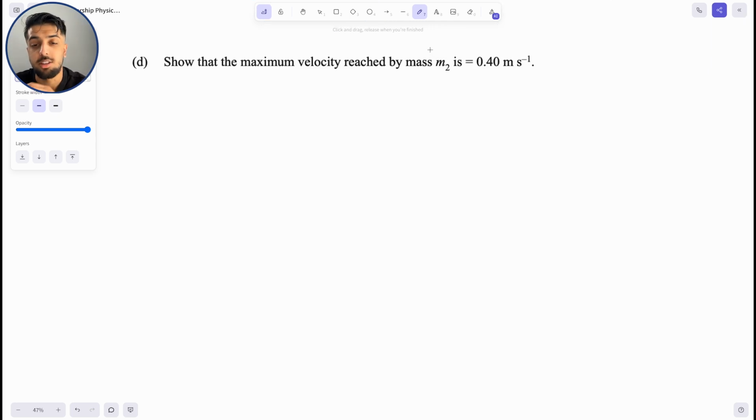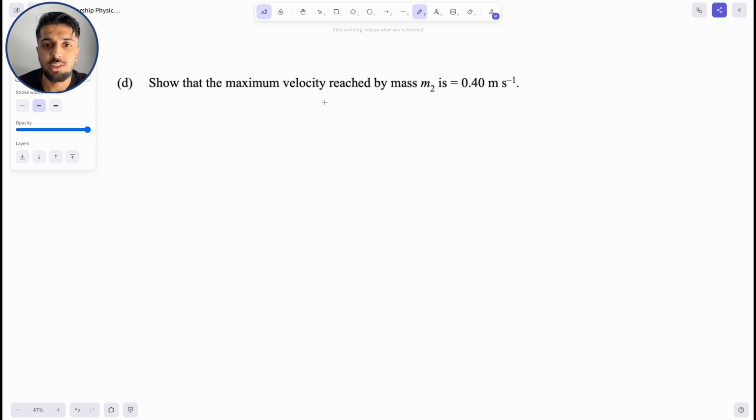Show that the maximum velocity reached by mass M2 is 0.4 meters per second. Okay, so breaking down this problem, we know that M2 must get its velocity from its energy, right? That's from EK. And it must get its EK from somewhere, right? We can deduce that it gets its EK from the potential energy in the springs, so that's our half kx squared.